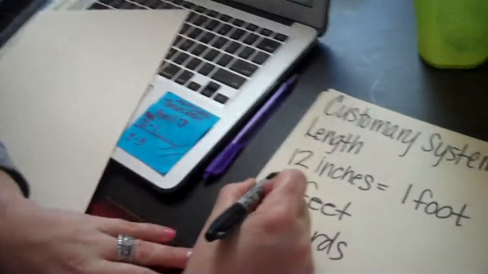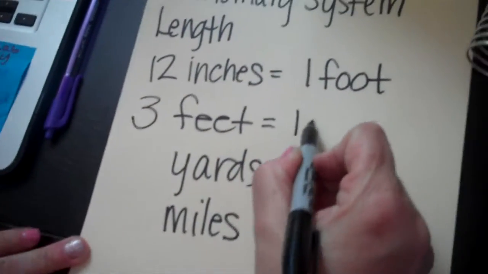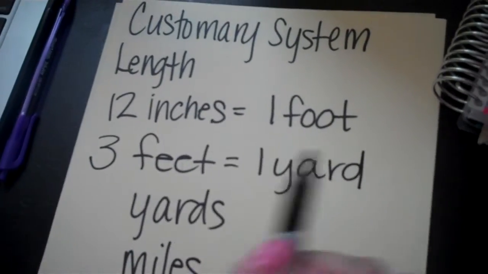So if we have 1 foot, our foot then goes into a yard, and there are 3 feet in 1 yard. All right, so we've got 3 feet in a yard. A yard is about the length of a baseball bat. That's an estimate. It's not exactly the length of a baseball bat. Then we have the longest unit of length that we use with the customary system, and that is a mile.